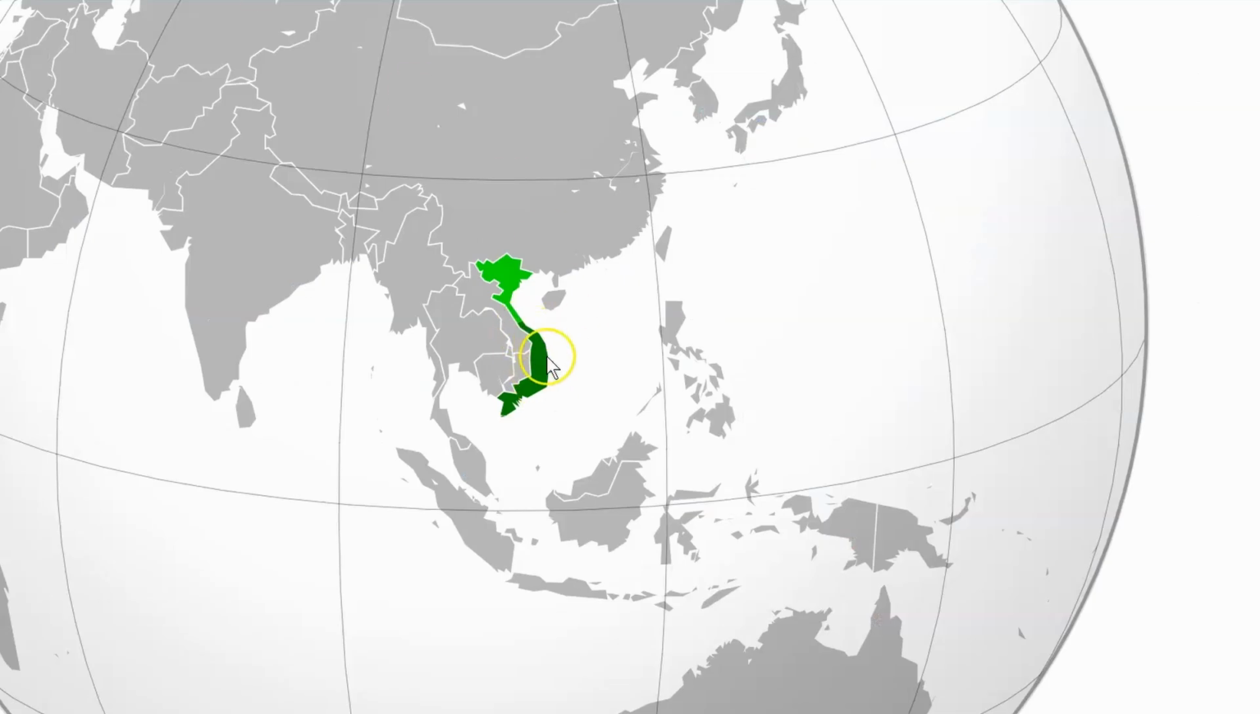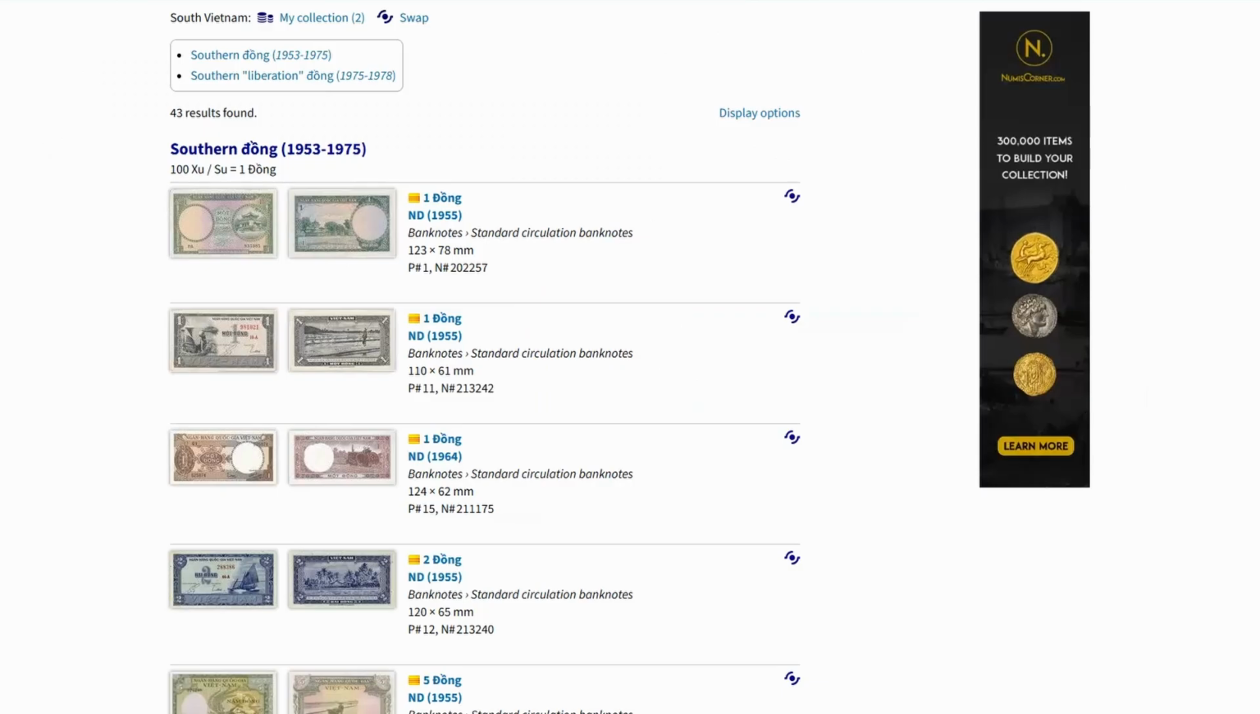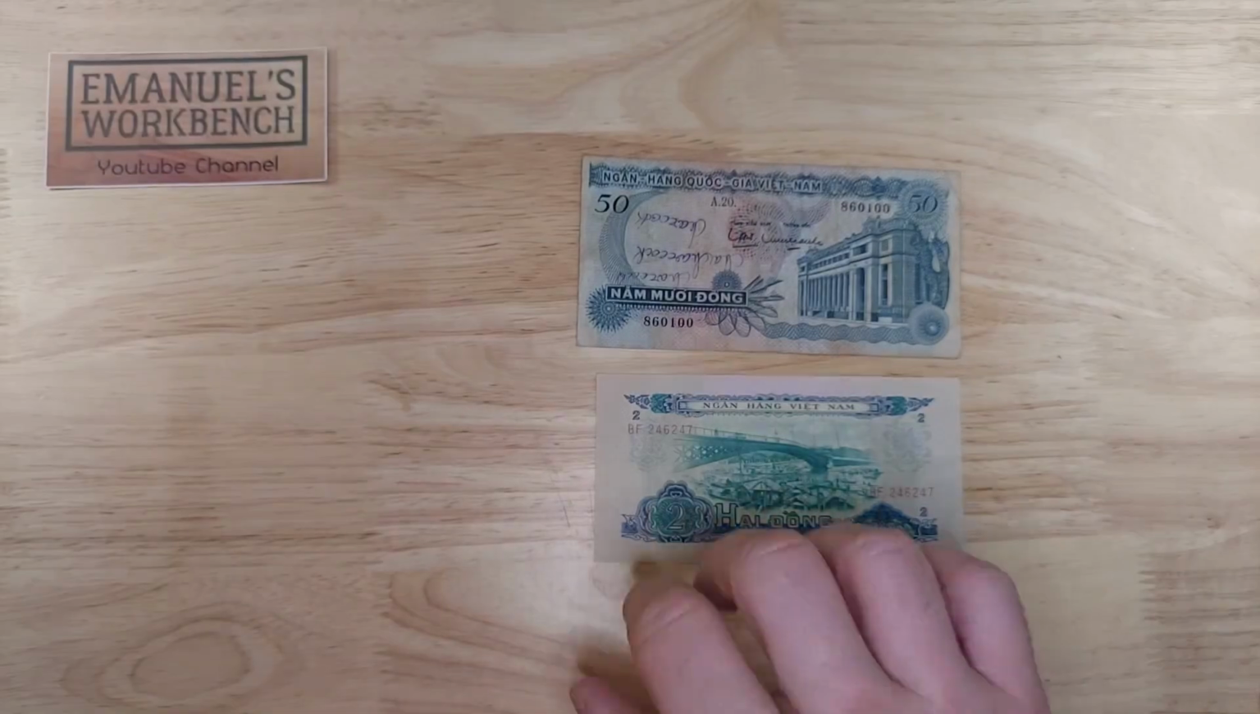This is where South Vietnam is located. North Vietnam is the portion in light green. From 1953 to 1975, South Vietnam had the Southern Dong, and from 1975 to 1978, it used the Southern Liberation Dong. All right, I have 2 banknotes from South Vietnam.